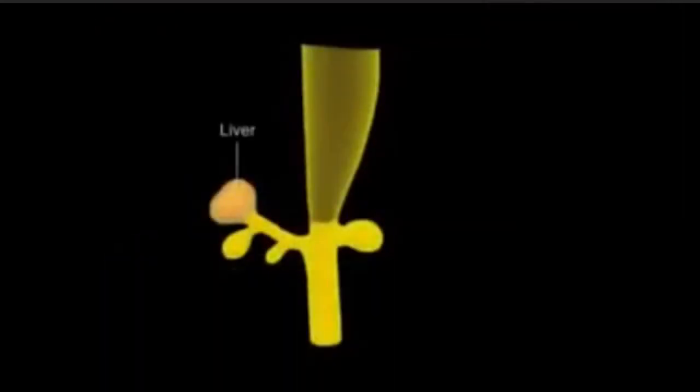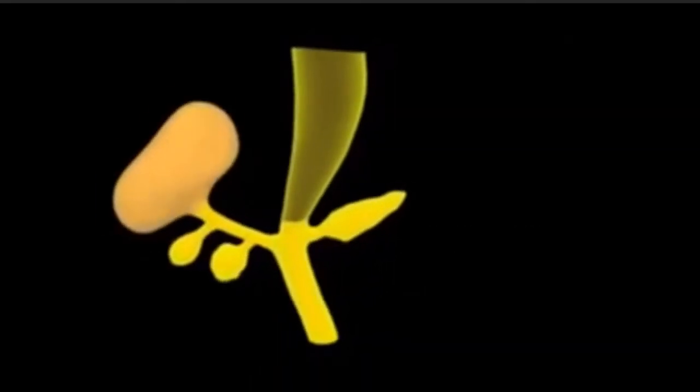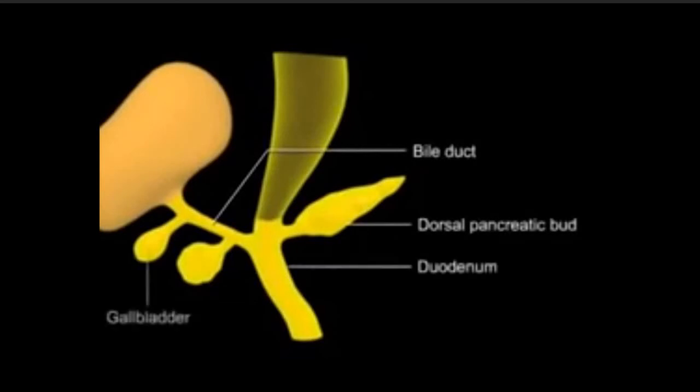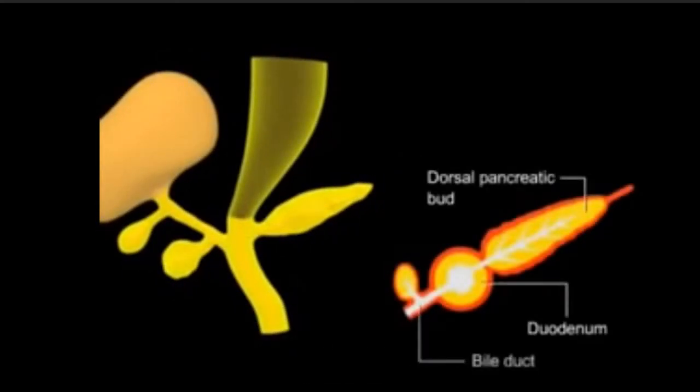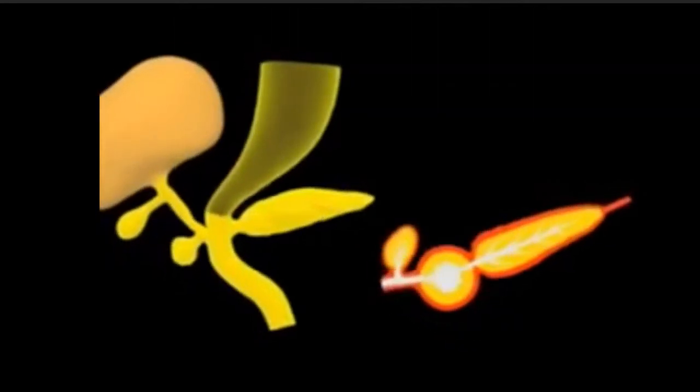This is a 5-week-old embryo, and this is the ventral pancreatic bud and the dorsal pancreatic bud on the junction between foregut and midgut. Now it underwent the 90 degree rotation, making the convexity to the right side. We see this in a transverse section. This is the dorsal pancreatic bud, bile duct and the ventral pancreatic bud. Now it will undergo 180 degree rotation.